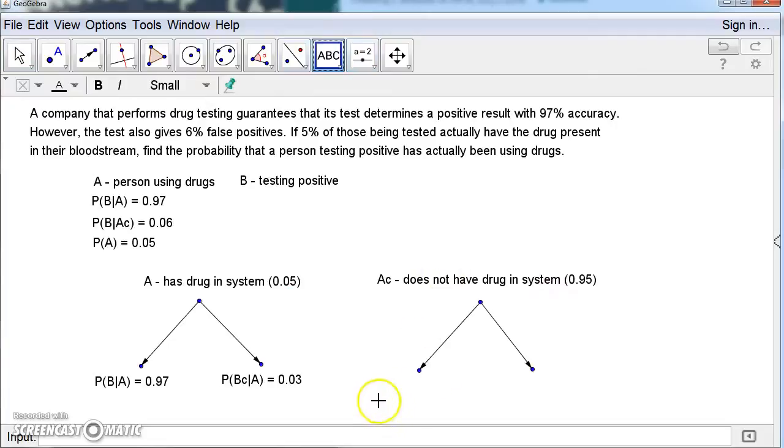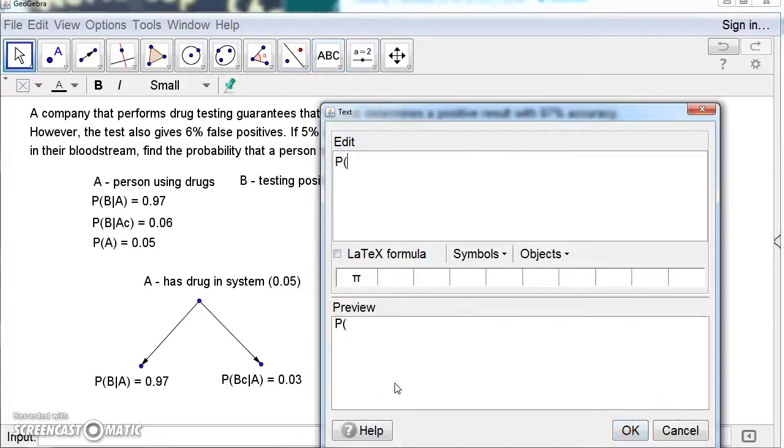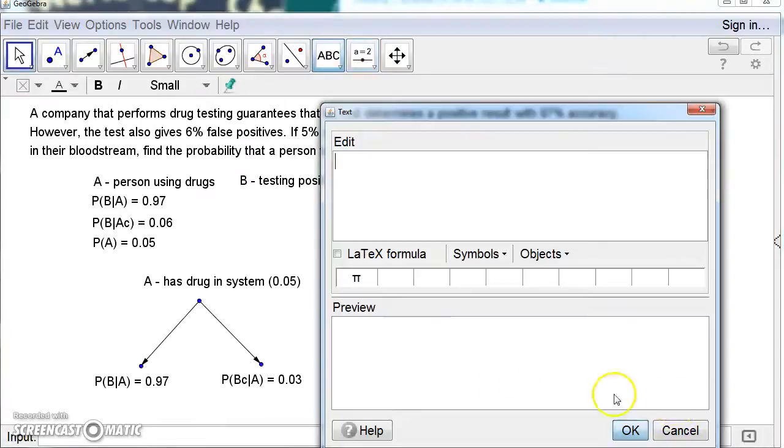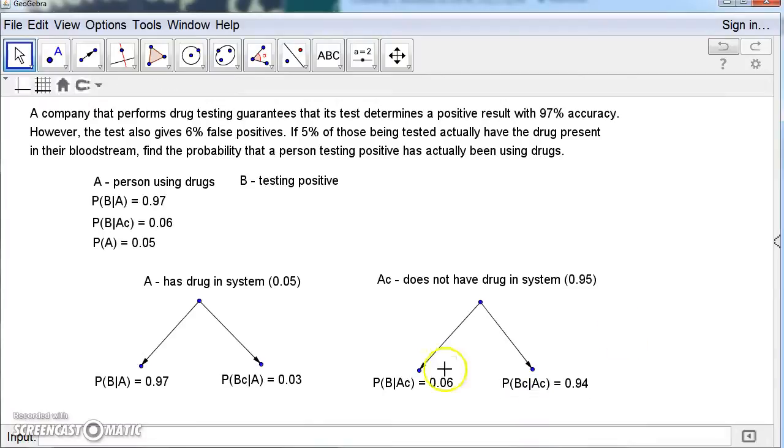We go over to the other side. Now we're going to look at the probability of B given A complement, which is the probability that the test says you have the drug in your system, even if you don't. And we know from the question there's a 6% chance of that. And then over here we go probability of B complement given A complement, which is that you do not have the drug in your system and the test does not say anything. And we know there's a 94% chance of this because 6% of the time the test is wrong, then 94% of the time the test is right.